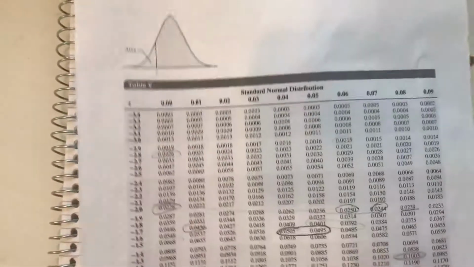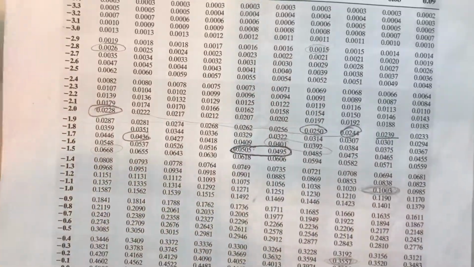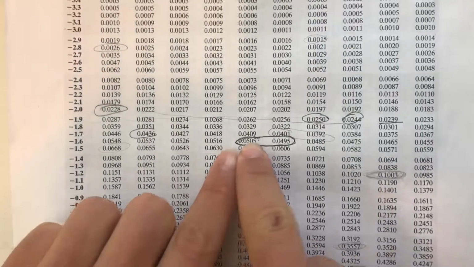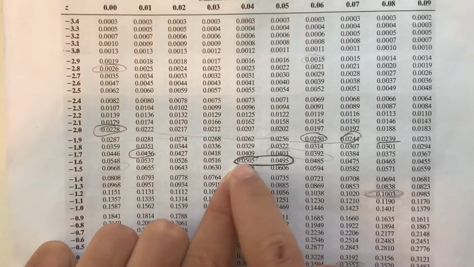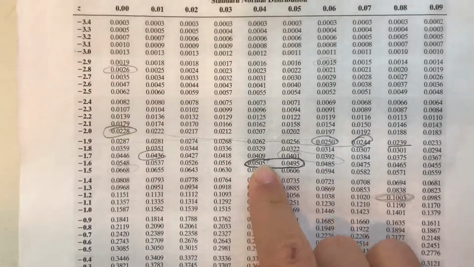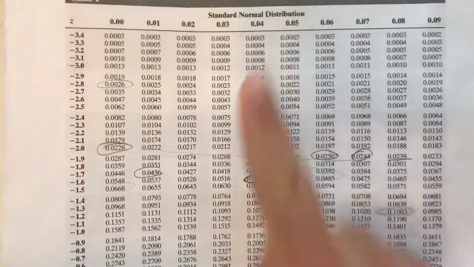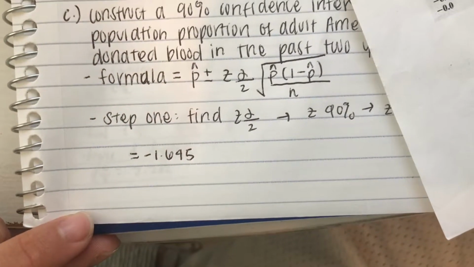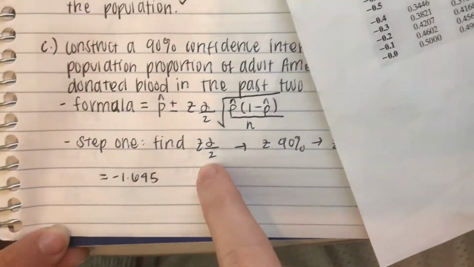And then we have to find this again now on the Z table. So we go over right here, we find 5%, and that's right here. It's the closest thing that we can find. So we know that we can look right here, 0.04 and 0.05. We know that our answer is negative 1.645, which equals Z alpha over 2.